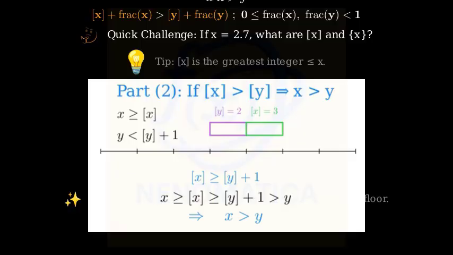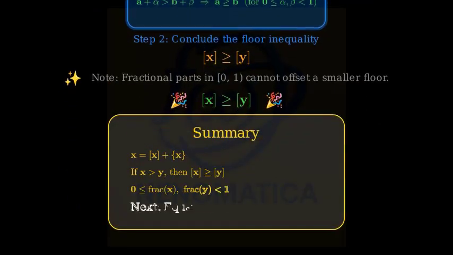Now chain the inequalities. Since x is at least its floor, and floor of x is at least floor of y plus 1, while y is less than floor of y plus 1, it follows that x is greater than y. This completes the proof. Let us summarize the key ideas we used and what to study next.